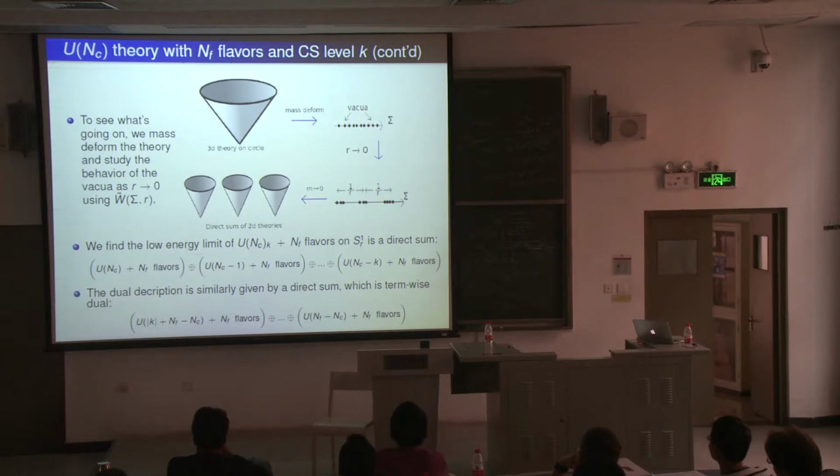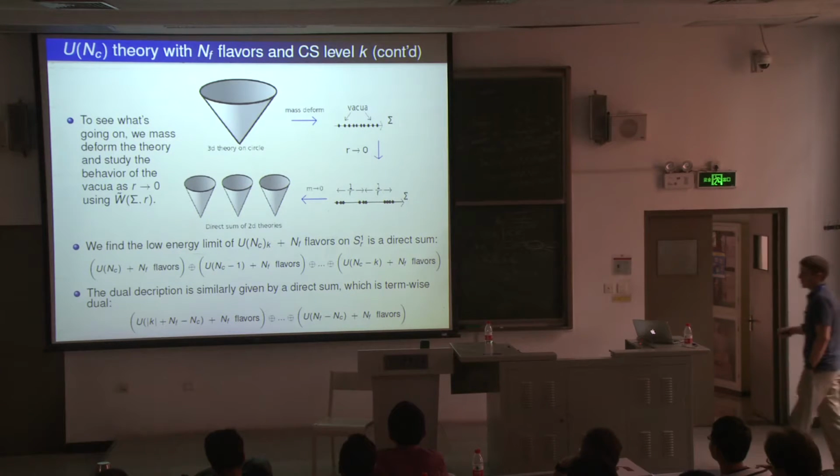And now this is nicely consistent with the same duality from earlier, where this term is mapping to this term, is mapping to this term, and so on. And so we find a term-wise duality for this direct sum.